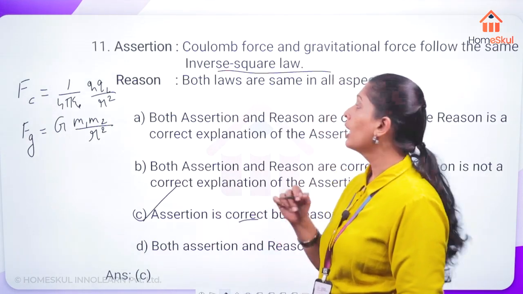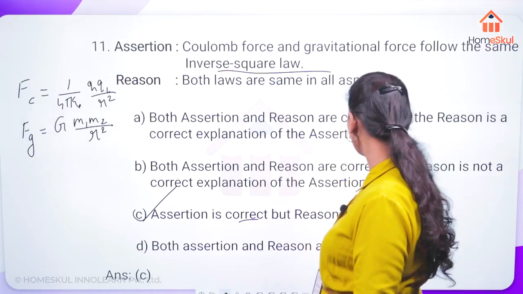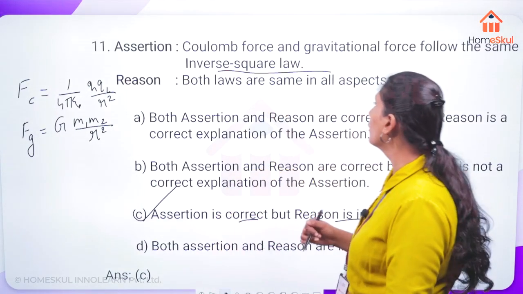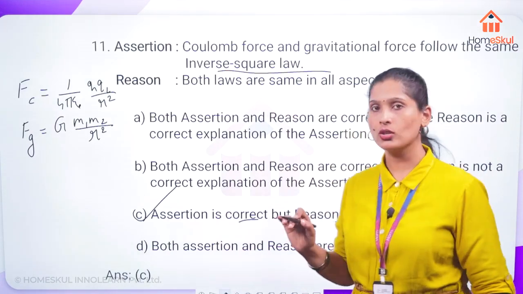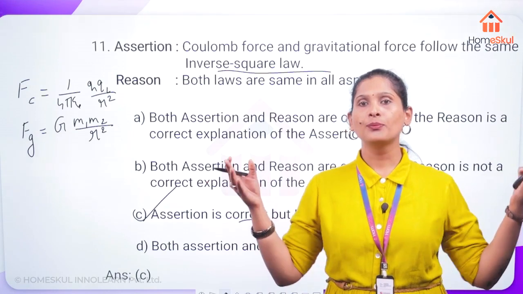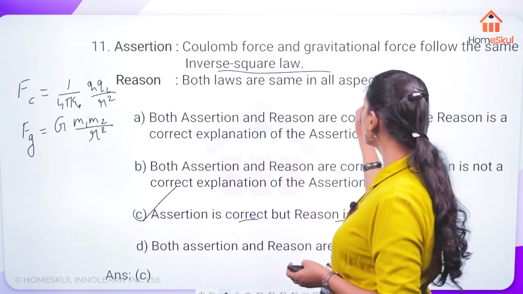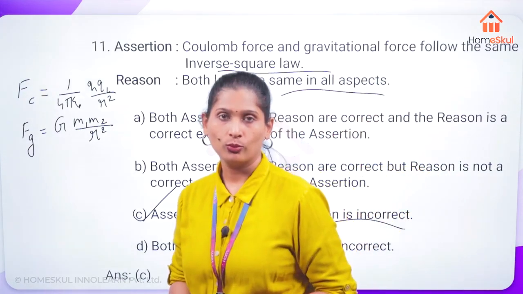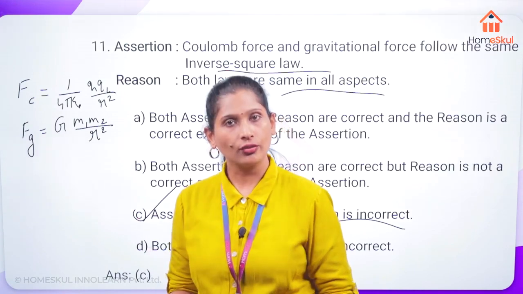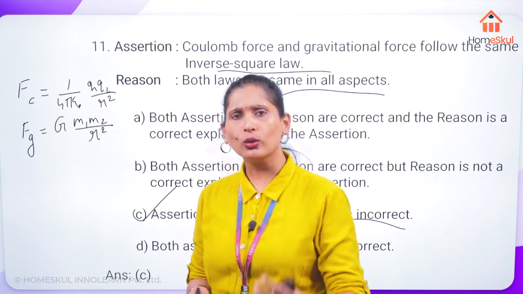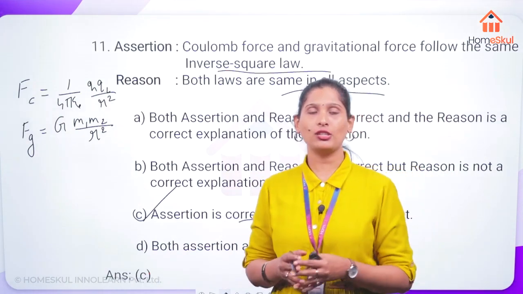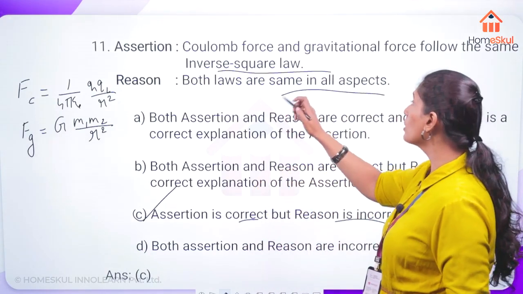Now, both laws are same in all aspects, and you are telling that the reason is incorrect by opting option C. Right? Why? It is because when you have these two laws, Coulomb force and gravitational force, they have many similarities, but one is in the electric field, the other is in the mechanical field. Their areas are different, that's okay. But when it is said in all aspects, no. Why? Just consider one thing: for Coulomb force, there are two possibilities. It can be either force of attraction or force of repulsion. But does gravitational force have this choice? No, never. Because gravitational force is purely attractive in nature. Right? So we can't say that both laws are same in all aspects.